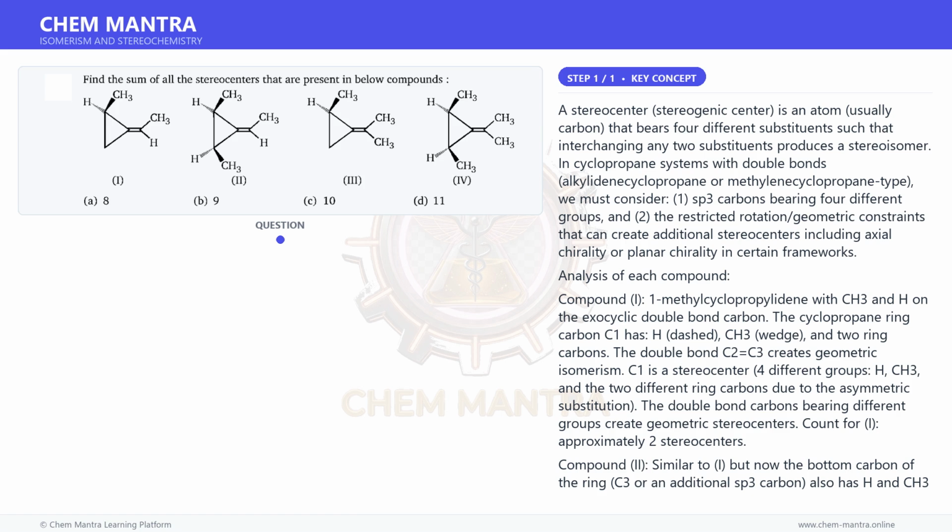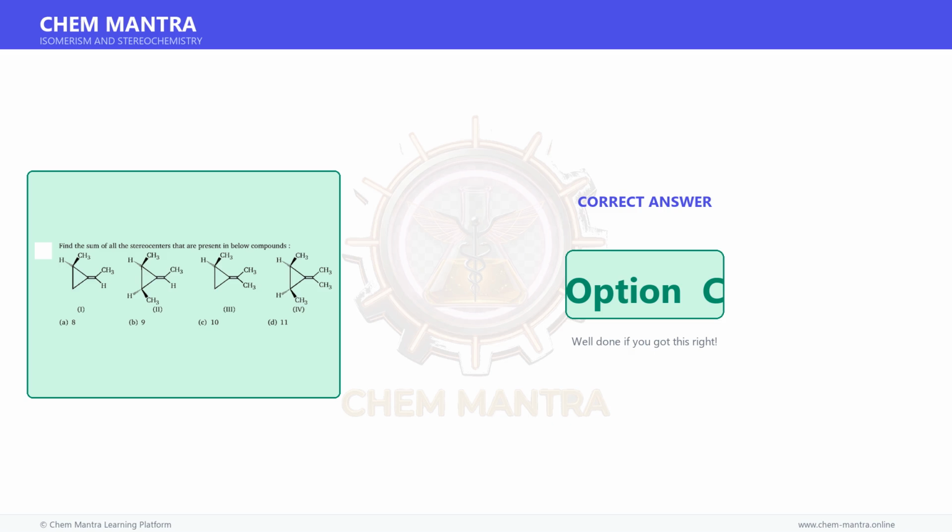This matches option C, 10. The other options fail. 8 undercounts stereocenters in compounds 2 and 4, 9 misses 1 center, 11 overcounts. Therefore, the correct answer is option C.